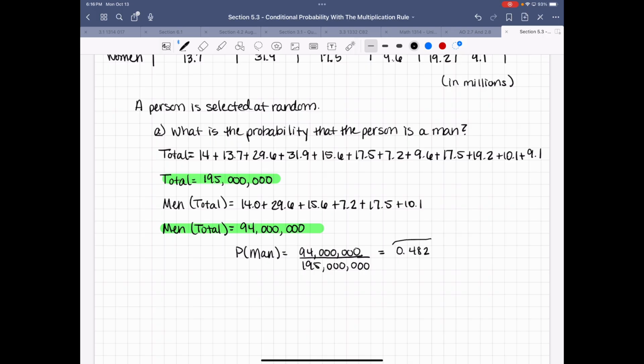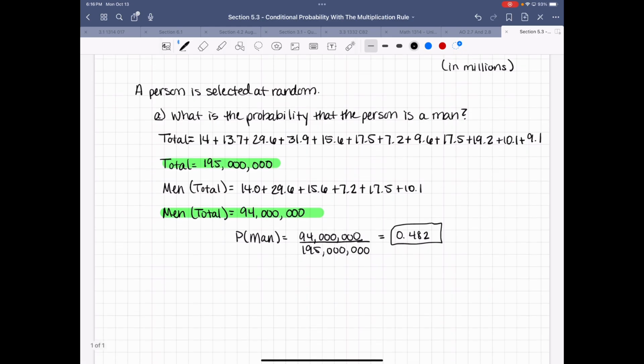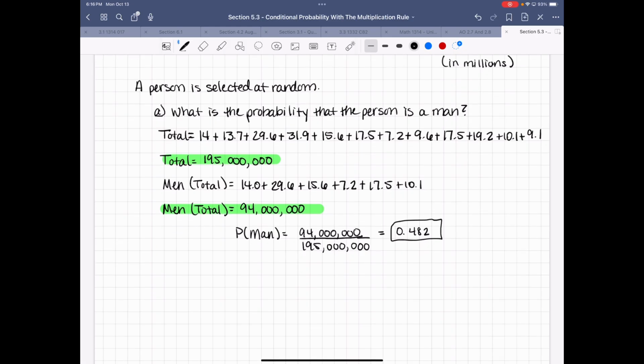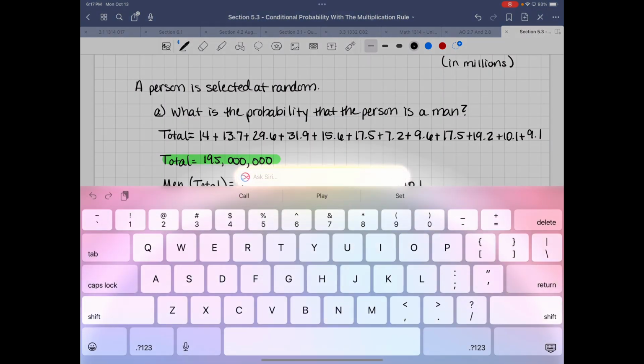So pretty much, guys, what that's saying is this data is evenly split between males and females. You've got a 48% pretty much chance of drawing a man. So that means there's a 52% chance of drawing a woman. B asks, what is the probability that the person is a high school graduate?